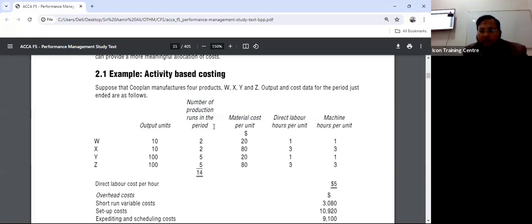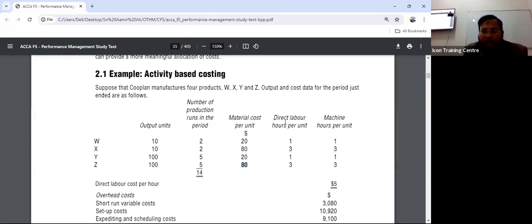Then we have material cost per unit. No, this is production runs. Production runs mean it's a process. So how many processes are required for producing this? So in order to produce 1 unit of W, you need to incur $20 as a material cost. To produce 1 unit of X, you need to incur $80. To produce 1 unit of Y, you need to incur $20. And to produce 1 unit of Z, you need to incur $80. This is per unit material cost.